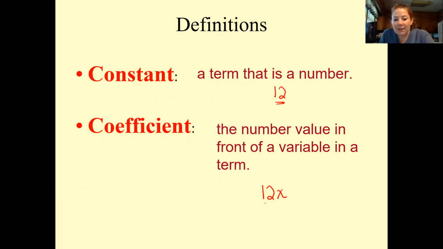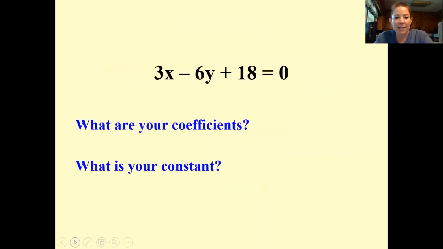then that number in the front is the coefficient. So that it says a coefficient is the number value in front of a variable in a term. So the whole thing is a term, 12x. The variable is x and the coefficient is 12. Up here, the 12 is just considered a constant because it's not attached to a variable.